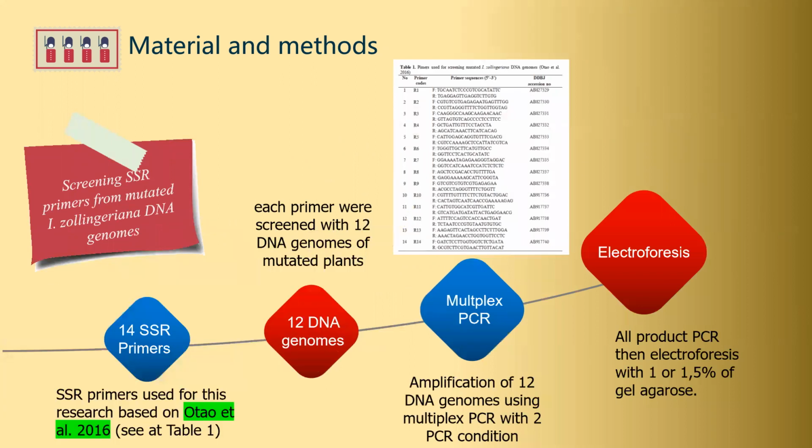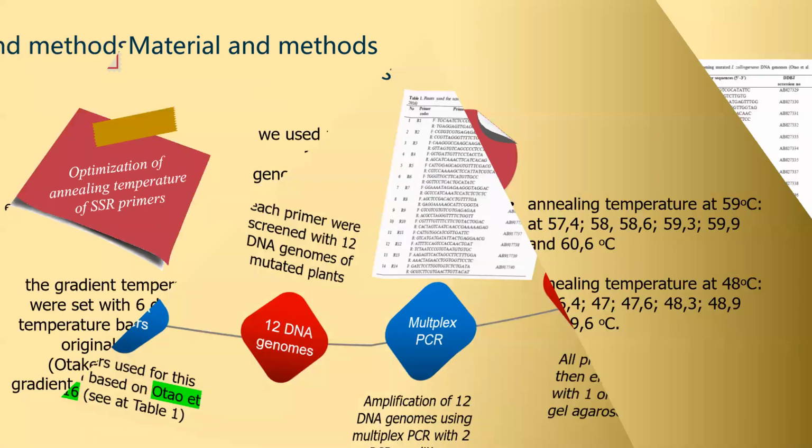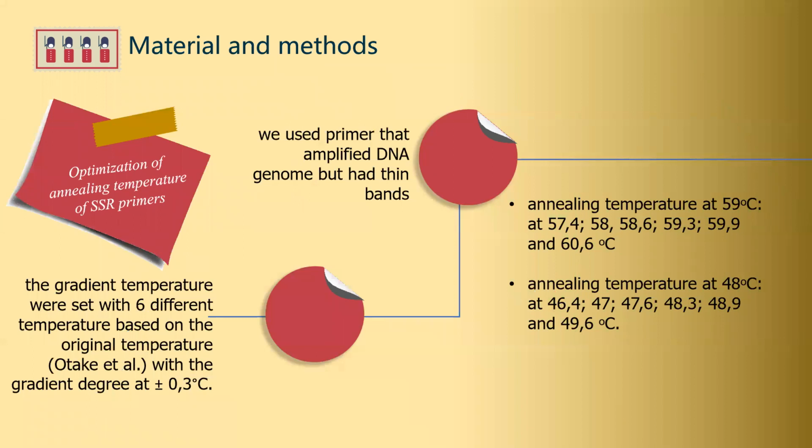For screening SSR primers, we use 14 SSR primers and 12 DNA genomes, with amplification by multiplex PCR under 2 PCR conditions. All PCR products were then electrophoresed on 1 or 1.5% agarose gel. For optimization of annealing temperature, the gradient temperature was set with 6 different temperatures based on the original temperature, with a gradient of 0.3 degrees Celsius. We used primers that amplified the DNA genome but had thin bands.